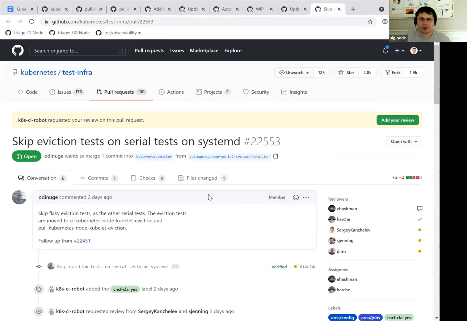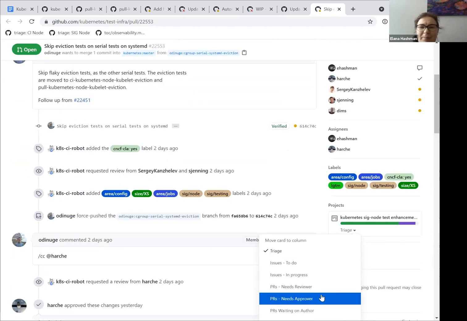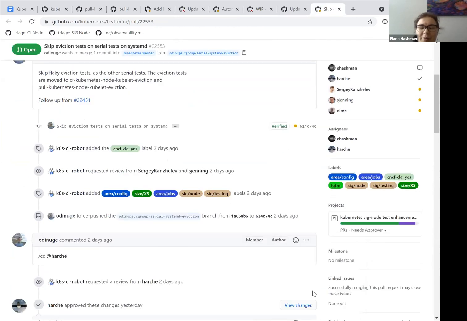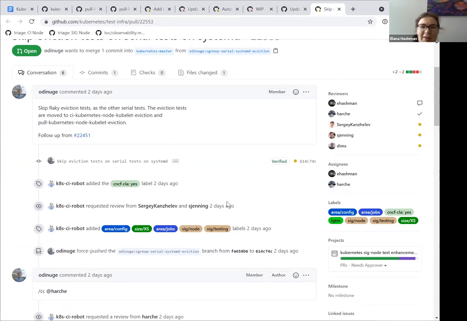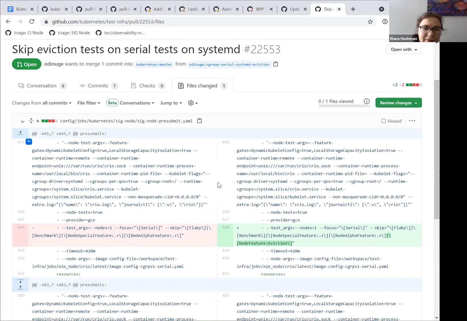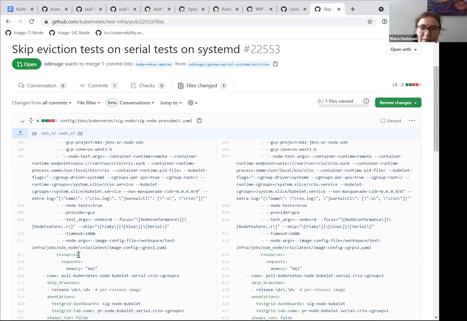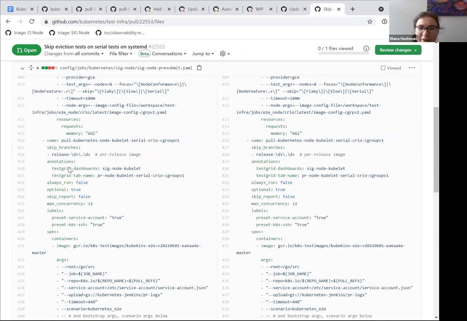Skip eviction test on serial test on systemd. Is this the PR that you've been talking about? Yeah, that was one of the, so currently we're skipping them now on, I think that one needs an approver. We're skipping them now for the containerd ones, but not in the cri-o job. So I think that's why it's failing on the cri-o jobs. Or maybe this is just for systemd? I can't see what the test is getting changed. I know at some point it was mentioned. Yeah, it's the cri-o ones.